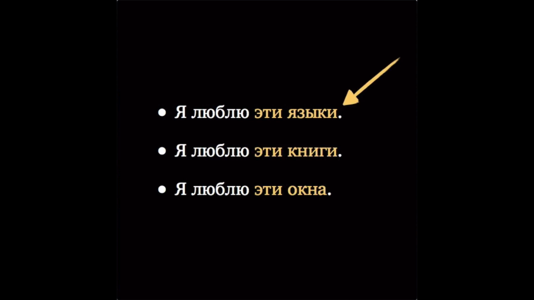Languages are not animate, so языки looks just like the nominative plural. Books are inanimate, so книги looks just like the nominative plural, книги. And windows aren't alive, of course, so окна looks just like the nominative plural, окна. Remember, this is a neuter plural, not a feminine singular, and that's why we don't have an у ending in the accusative here.